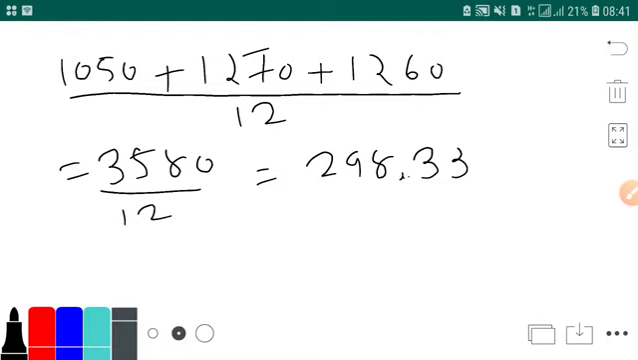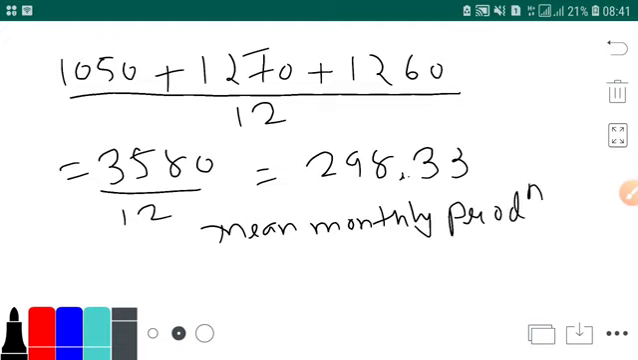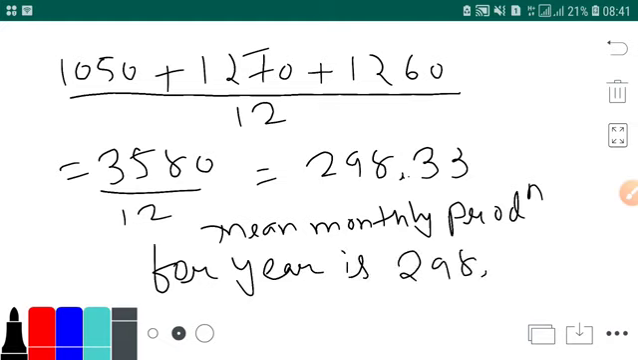Now what is this 298.33? It is mean monthly production. Yes, so you have to write: mean monthly production for whole year is 298.33. This sentence is important. Yes, obviously you should be writing like this, that means monthly production is so and so.